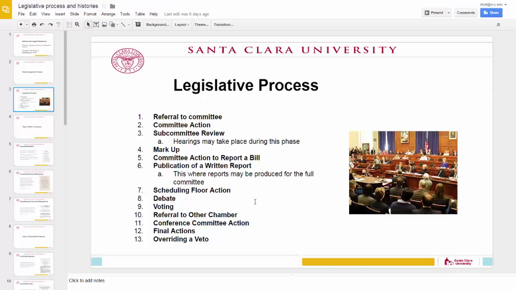If that takes place, it is then delivered to the executive branch. For the federal government, of course, that's the president. For the states, that would be the governor. The executive branch has the option to exercise a veto or to sign the bill into law.